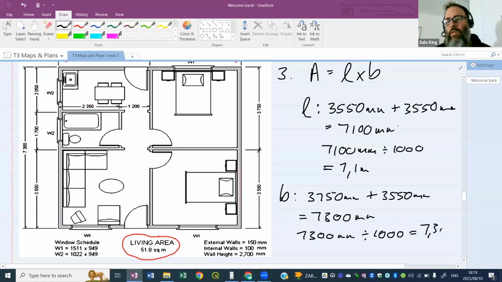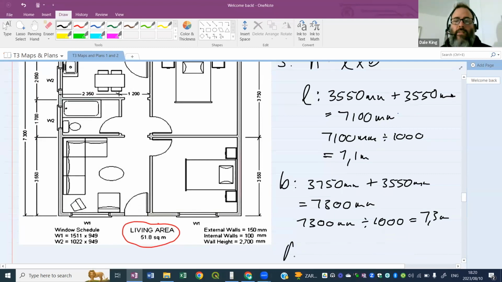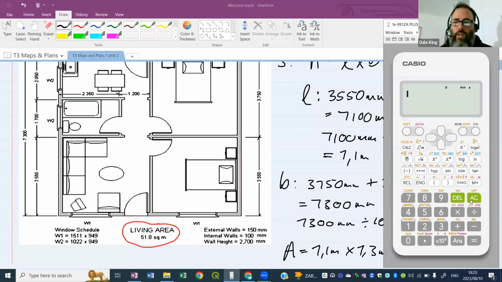So I've got a length and a breadth in meters now. What do I do? You multiply them together. So 7.3 times the breadth. Okay, so we need to multiply these together because it's length times breadth. You check on your side. I'll check on mine.